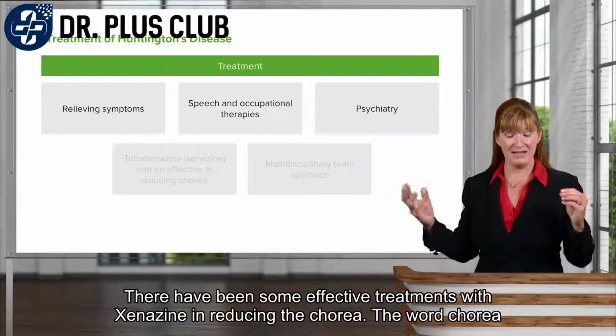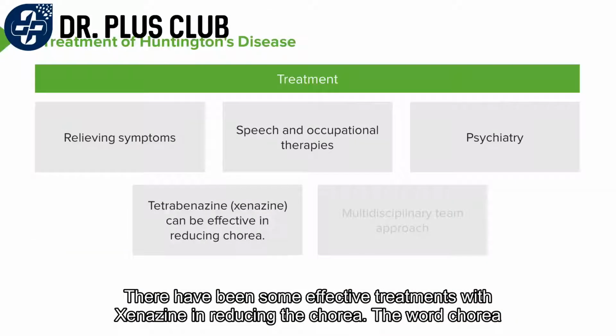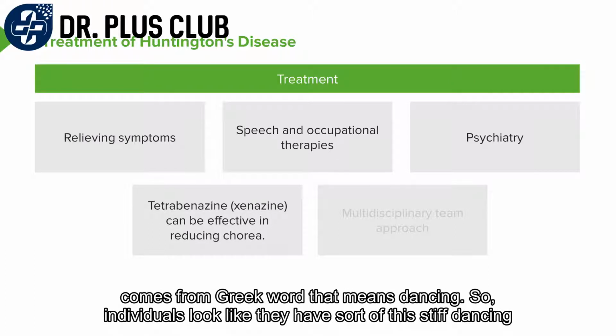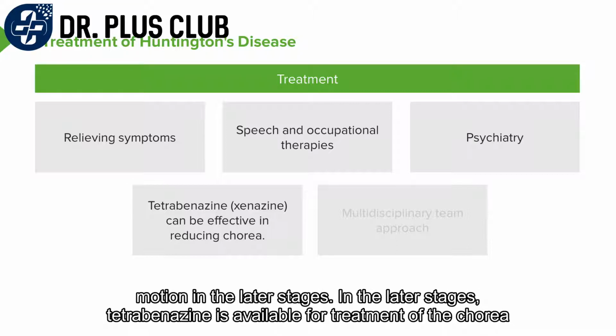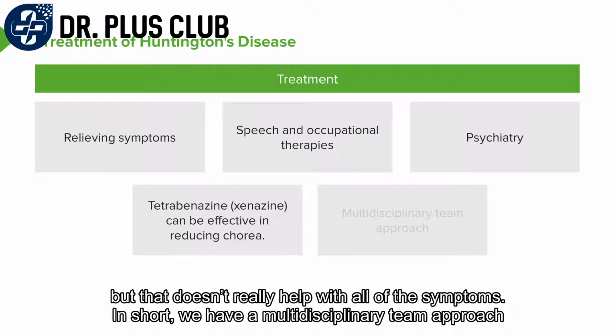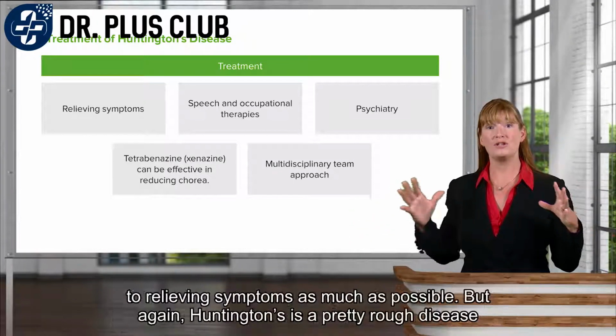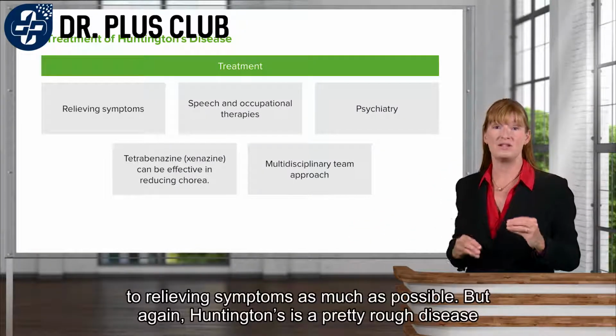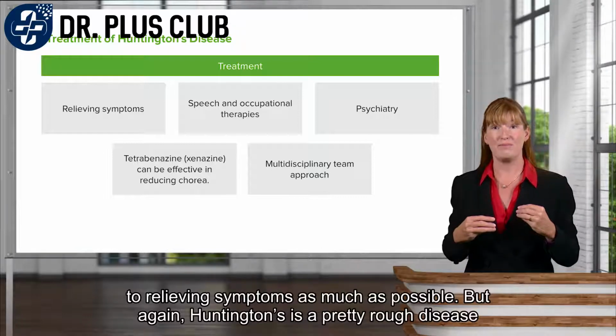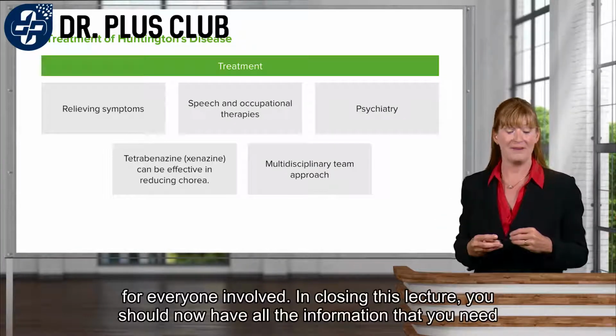There have been some effective treatments with xenazine in reducing the chorea. The word chorea comes from a Greek word that means dancing. So individuals look like they have this stiff dancing motion in the later stages. And so in the later stages, tetrabenazine is available for treatment of the chorea, but that doesn't really help with all of the symptoms. So in short, we have a multidisciplinary team approach to relieving symptoms as much as possible. But again, Huntington's is a pretty rough disease for everyone involved.